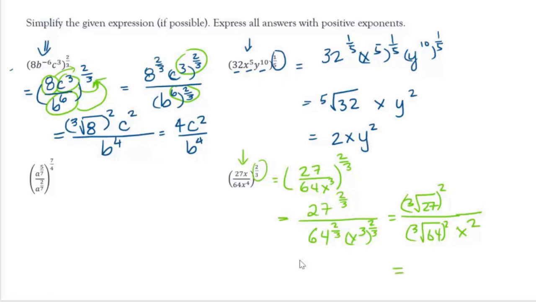The cubed root of 27 is 3. 3 to the power of 2 is 9. The cubed root of 64 is 4. 4 to the power of 2 is 16. So my final answer is 9 over 16 times x squared.